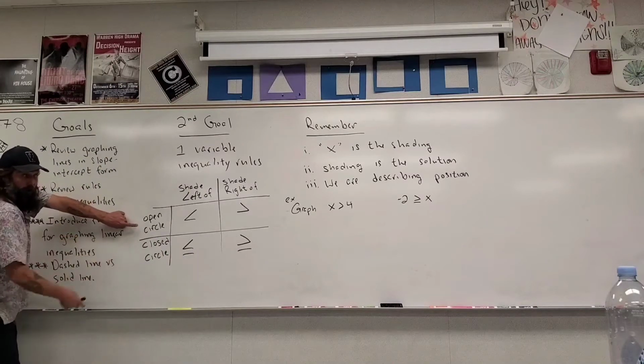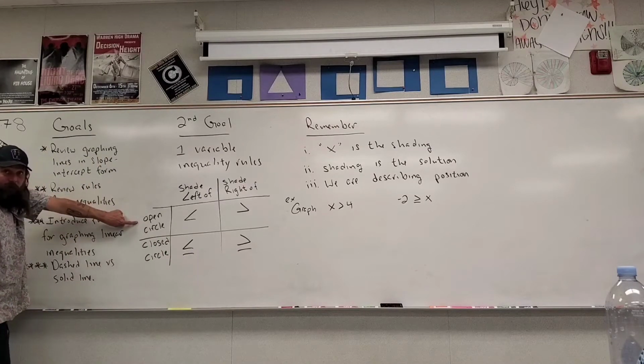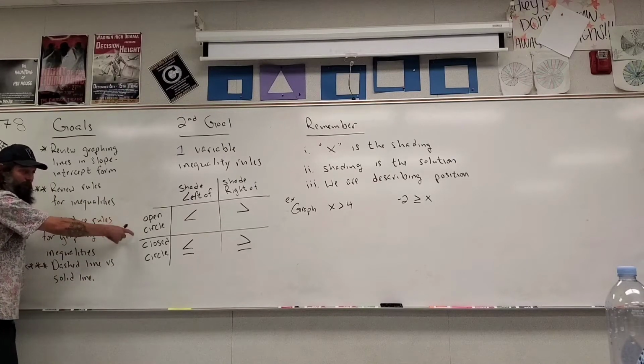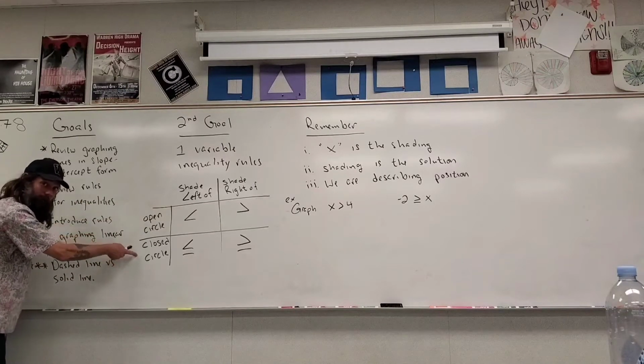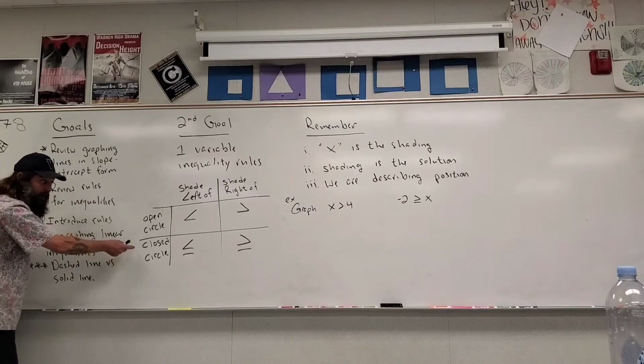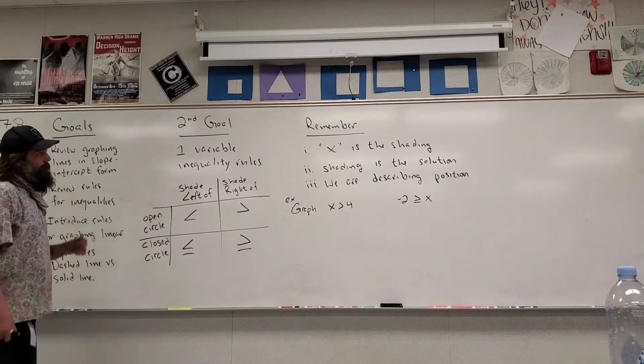This is very important. Open circles are not part of the solution. You get a false statement at the open circle. Closed circles are part of the solution. They're in bounds. You get a true statement at the closed circle.